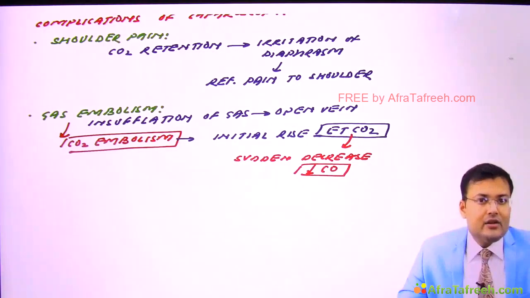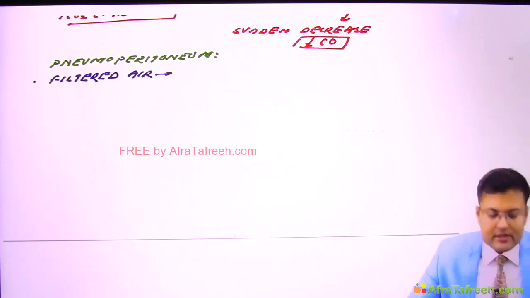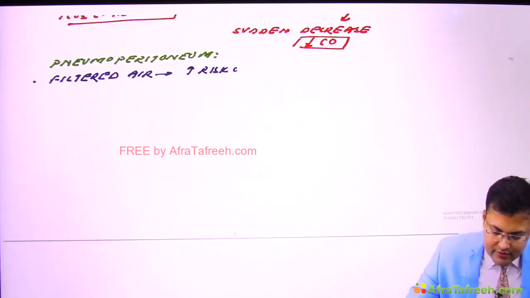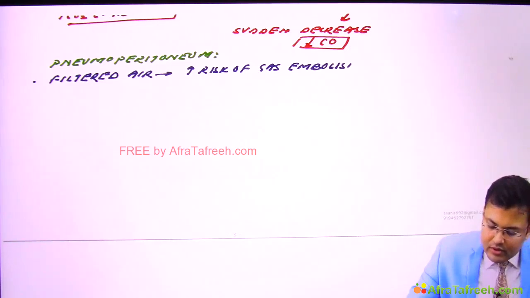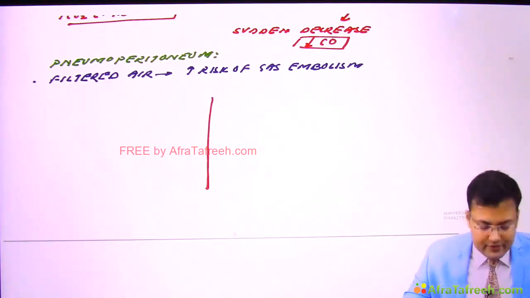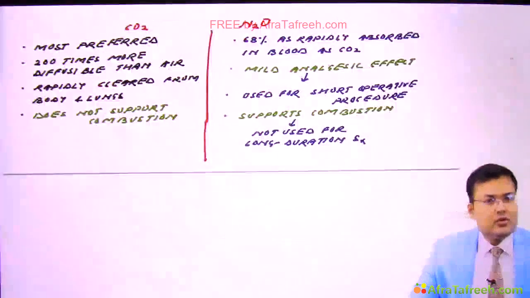So see, these are the gases used for creating pneumoperitoneum. The first gas used was filtered air. Why are we not using it? Because it is associated with an increased risk of gas embolism. Two gases which are commonly used, most preferred: carbon dioxide and the second is nitrous oxide.